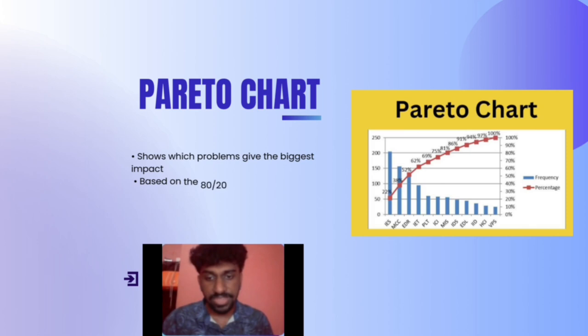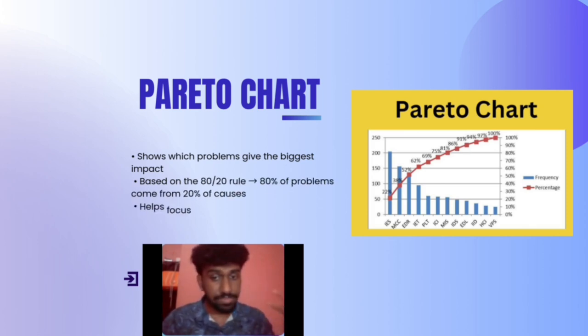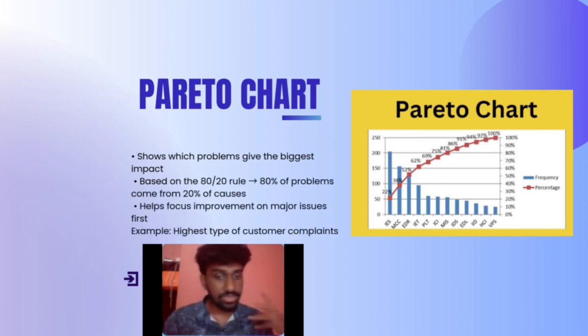Next is Pareto Chart. The Pareto Chart is based on 80-20 rule, which is 80% of the problem usually come from the 20% of the causes. So instead of solving everything at once, this tool helps us focus on the major issues that give the biggest impact. For example, if a company receives many customer complaints, the Pareto Chart helps to identify which complaint is the most common.